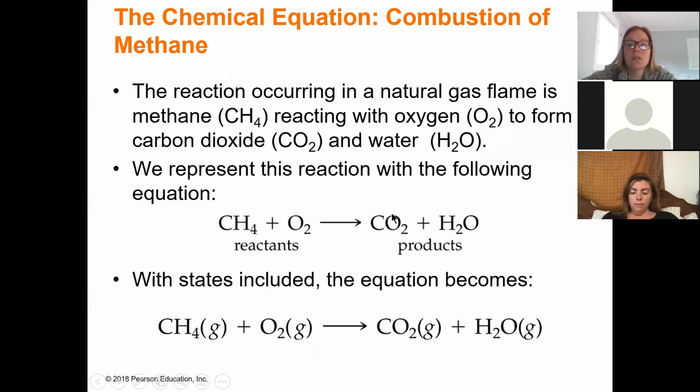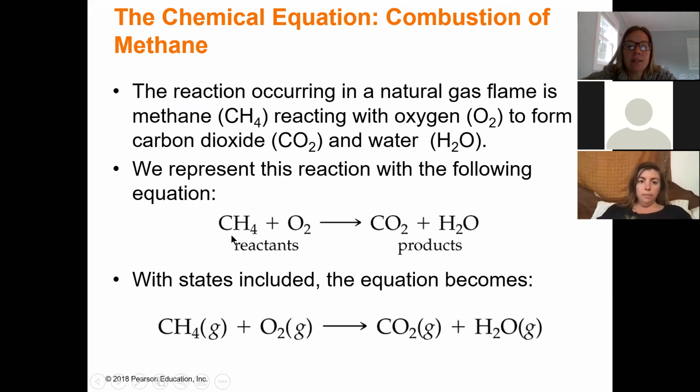All right, so here's an equation. This is a combustion reaction, specifically combustion of methane. Methane is a very simple hydrocarbon, just one carbon. You are not going to be naming organics, so I wouldn't expect you to know that this is methane, or what the formula for octane is. But you do have to be able to identify that this is a hydrocarbon: hydrogen and carbon.